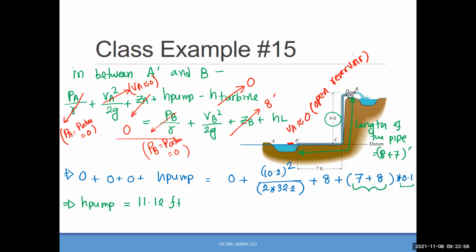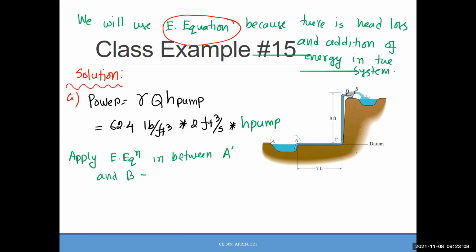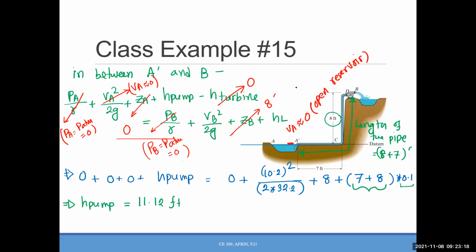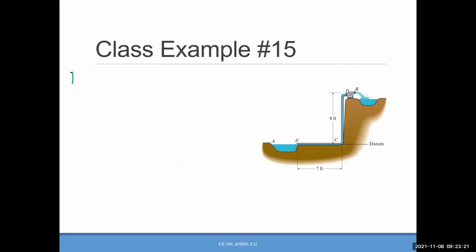Okay, so all of you got pump head 11.11 feet. You can do the calculation properly. Once you know the pump head, can you add that pump head here, 11.11 feet, and give me the value for the power. Okay. And this power is actually the power output of the pump, right? From the pump, we are getting that.